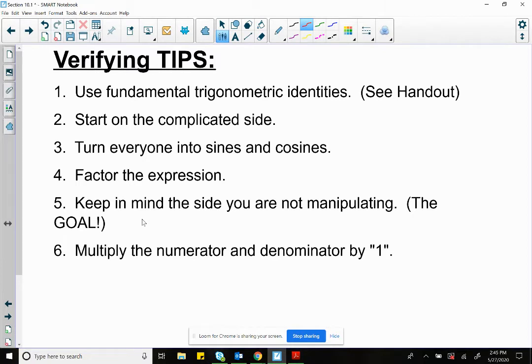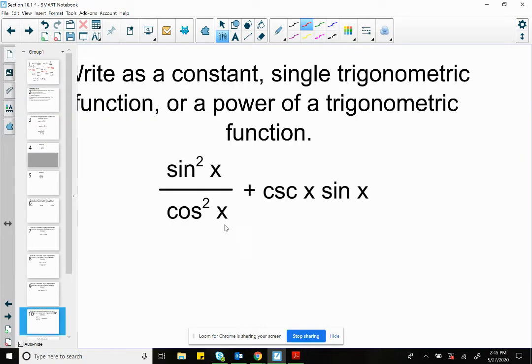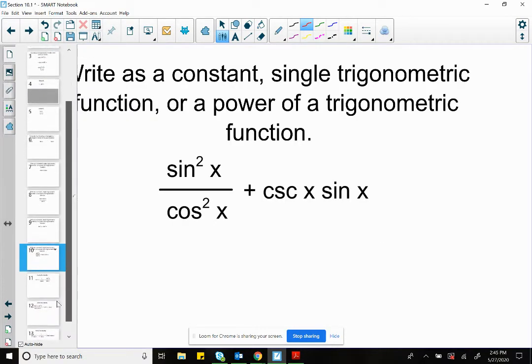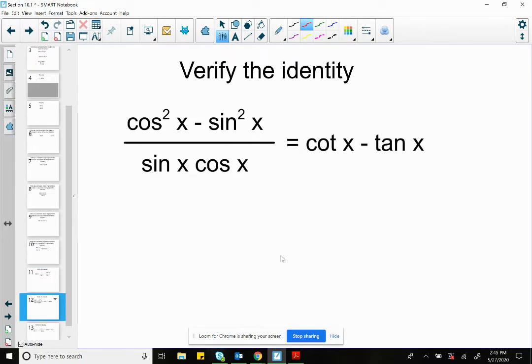If the side that you're not touching is all in sines or cosines, then take the complicated side and I would turn everybody into sines and cosines since that's what I want in the end. Does that make sense? Okay? So again, when I'm looking at this example, not that one, but this one. See, I have sines and cosines here. In the end, over here, I want tangents and cotangents. Okay?